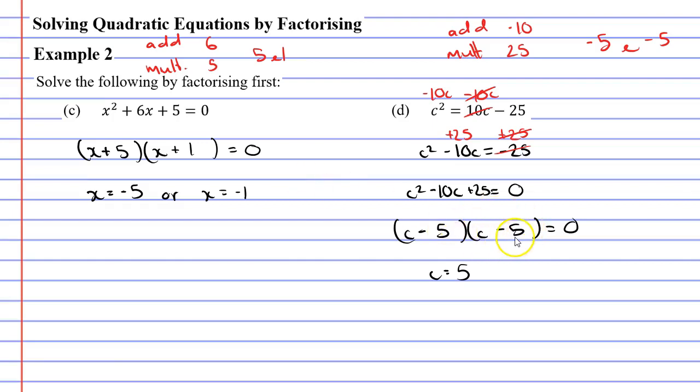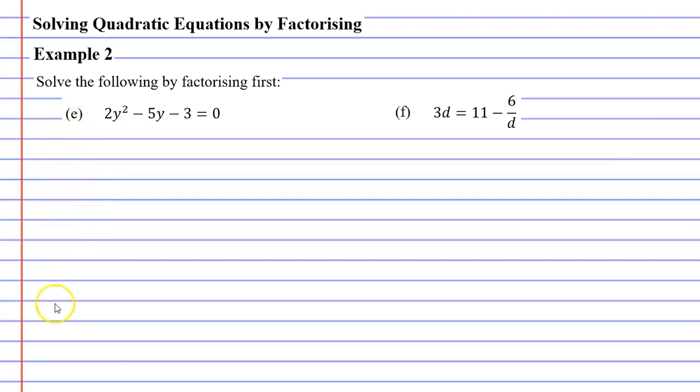Now if I look at the second set of brackets, c will equal 5 again. Now there's no point writing down that c can equal 5 or c can equal 5, which is the same thing twice. So for question D, I actually have only one solution. And I spoke about this in a previous video that sometimes you get two solutions, like we had here for question C, and sometimes you get only one solution, like for question D, and there's even times where you get no solution.